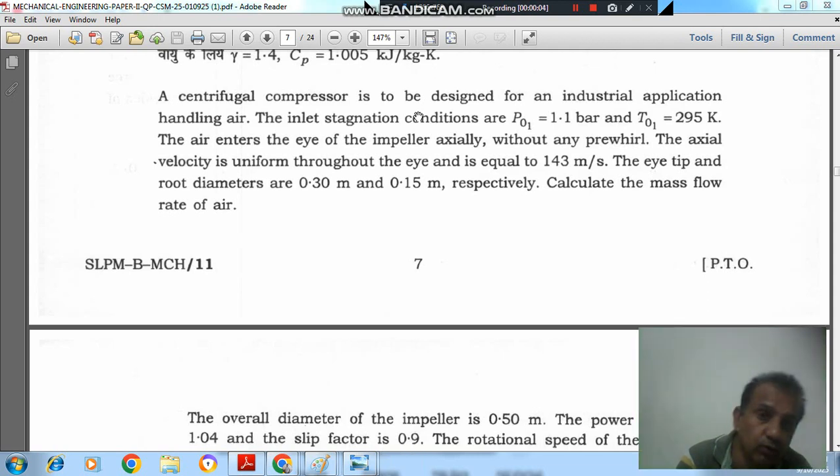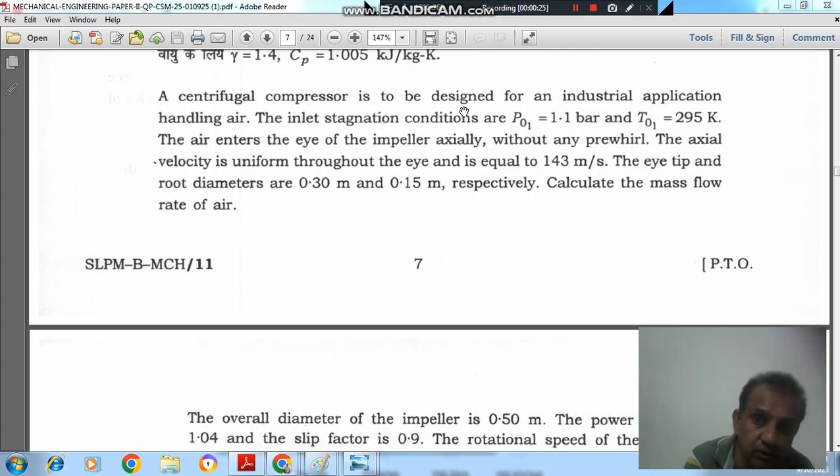Hello, welcome again. We are solving mechanical engineering paper 2 of year 2025 of civil services mains exam. Question number 3B we are solving, and we have solved up to that calculate the mass flow rate of air in the previous video. So now we'll solve the rest part of it. So I will read the question again.